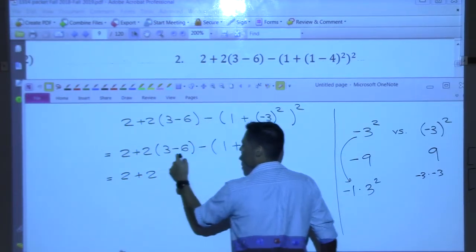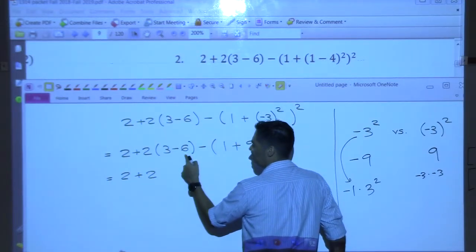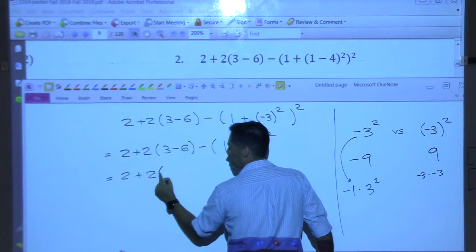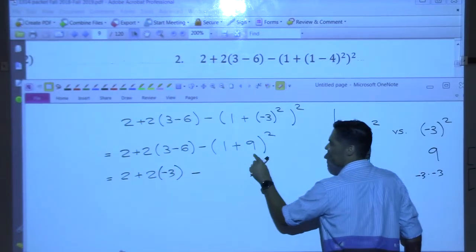Okay. So what would this be? -3. -3, and should I put it in parentheses? Yes, because there's going to be an implied multiplication right there. Yes. And then minus, what does this become? 10.